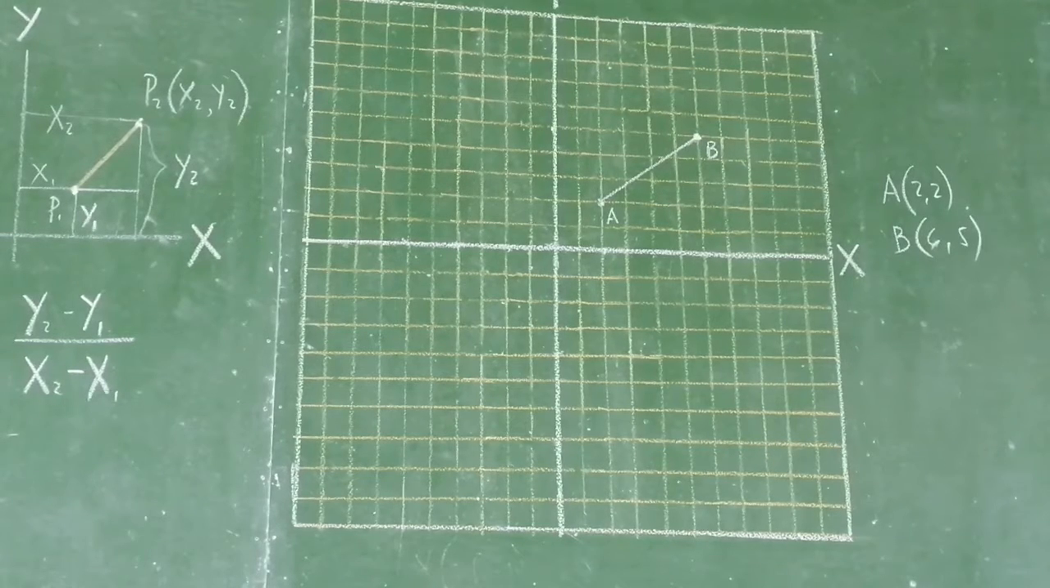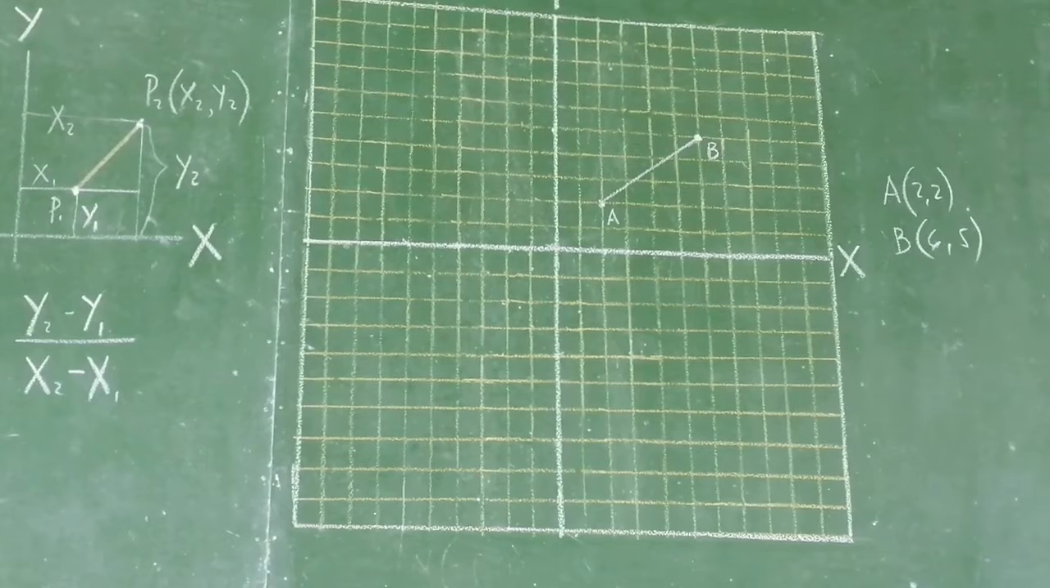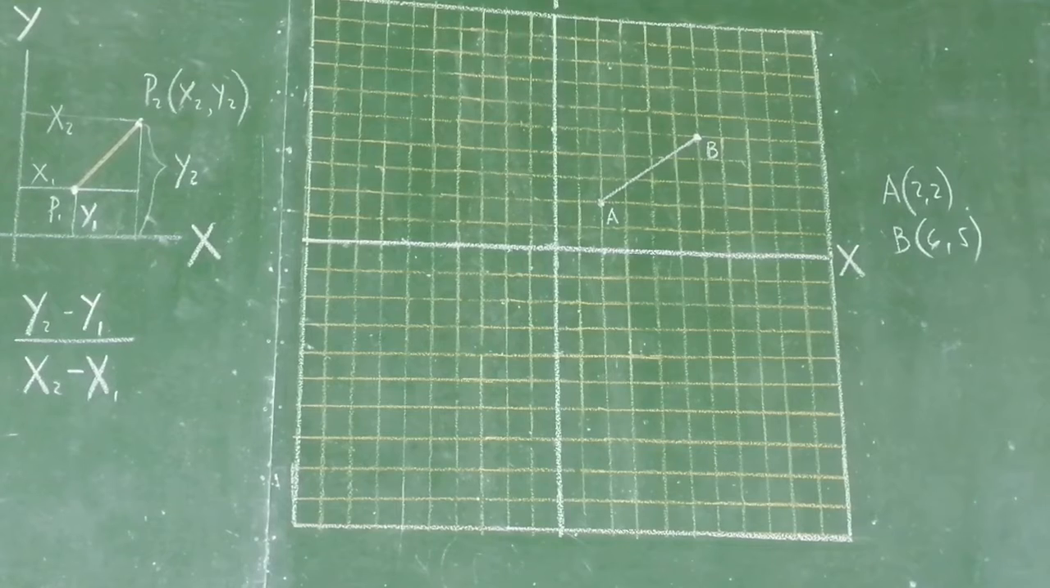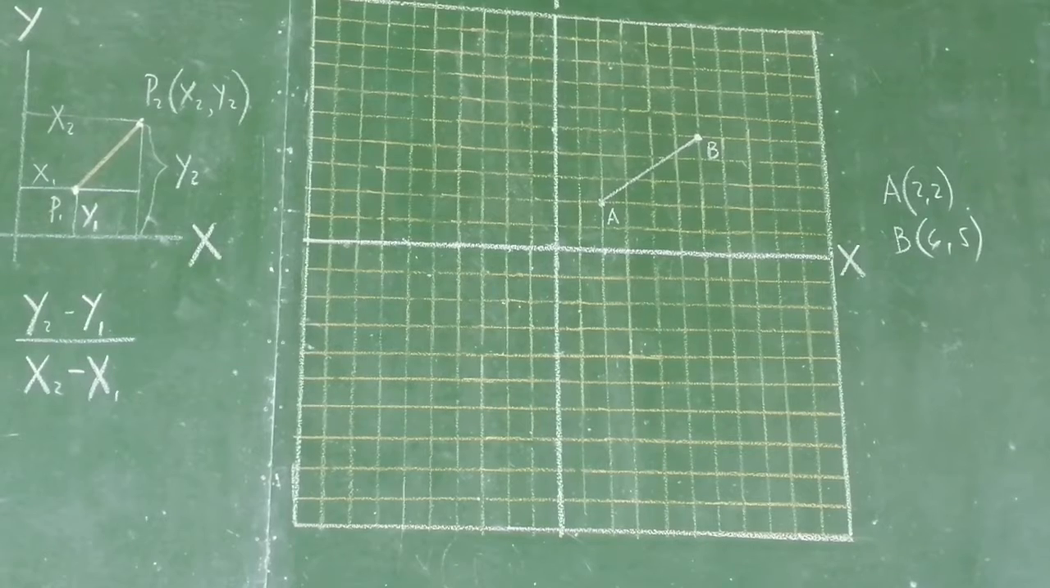Now, slope is defined as the ratio of the change in y over the change in x as you go from left to right or right to left. You have a positive slope when the graph of the line is increasing as you go from left to right, and you have a negative slope when the graph is decreasing as you go from left to right.